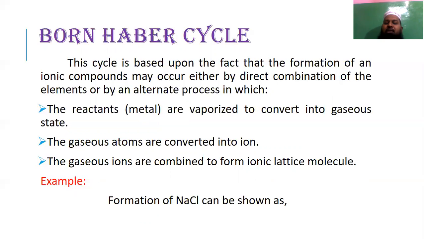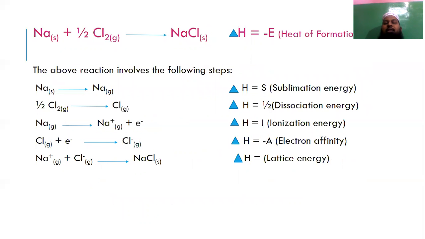For example, the formation of sodium chloride can be shown as this overall reaction. Here the energy released is the lattice energy. The delta H value is negative, so it is the heat of formation. The above reaction involves the following steps. Sodium metal in the solid state is converted into the gaseous state. This process is called sublimation energy.